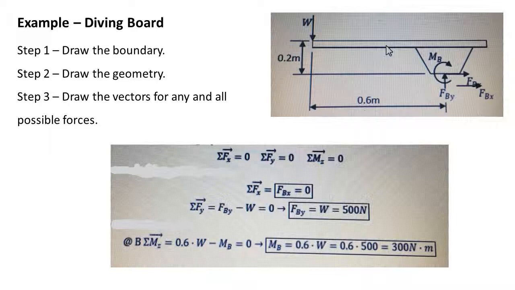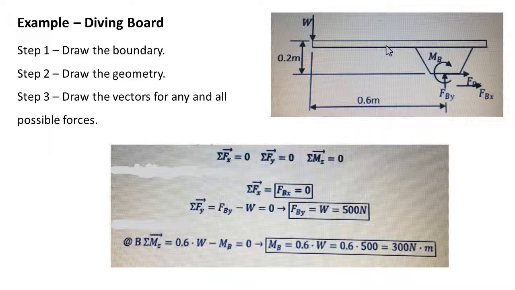Then write the governing equations. Net Fx equals 0, net Fy equals 0, and net moment in the z direction equals 0. Then we're going to start applying them. So first we start with the net Fx, and as you can see here, the only force is Fb in the x direction, so therefore it equals 0.